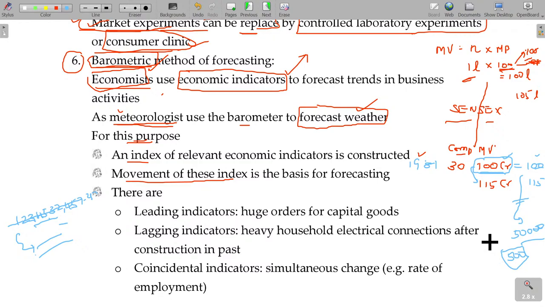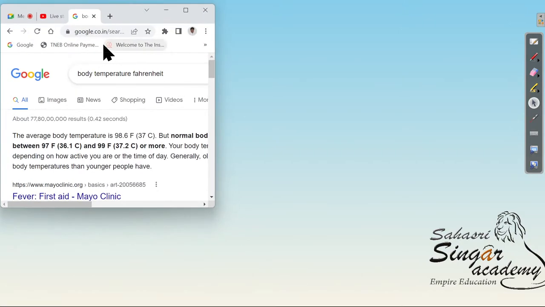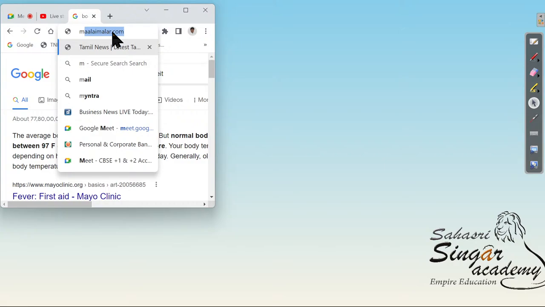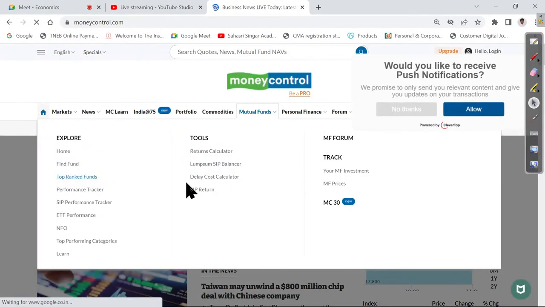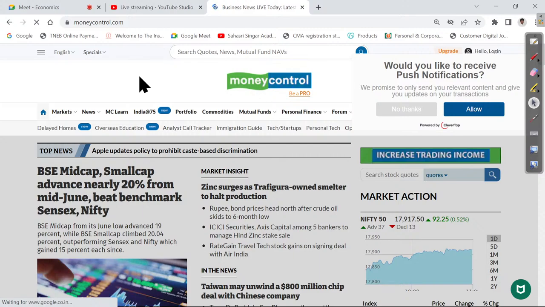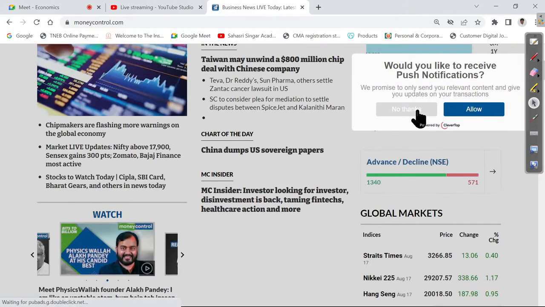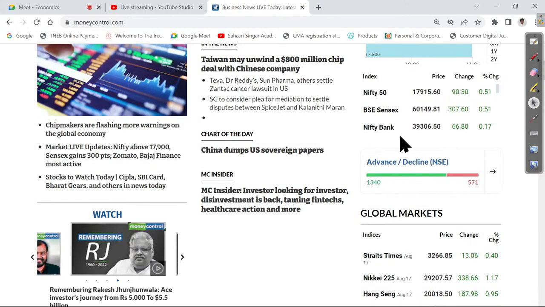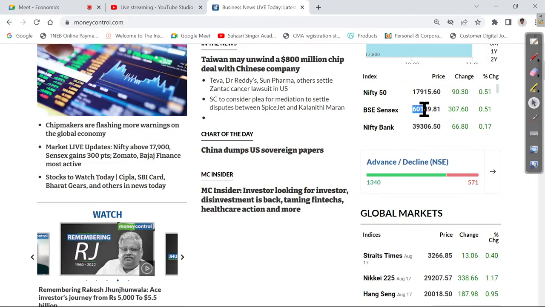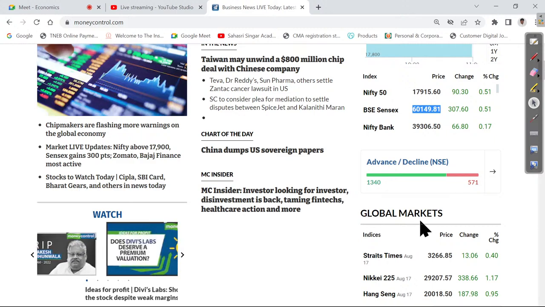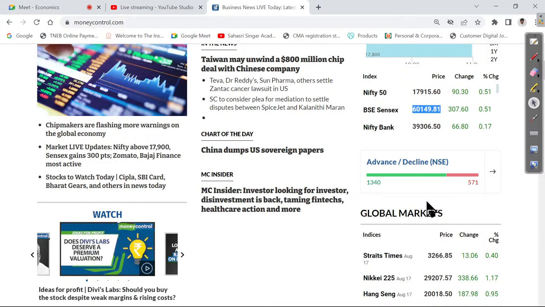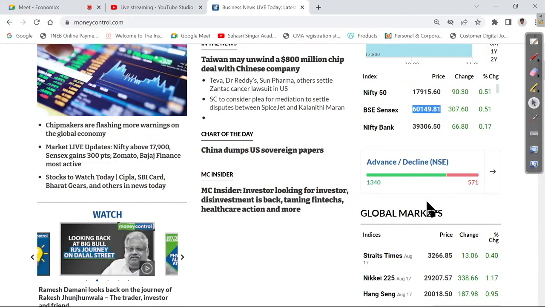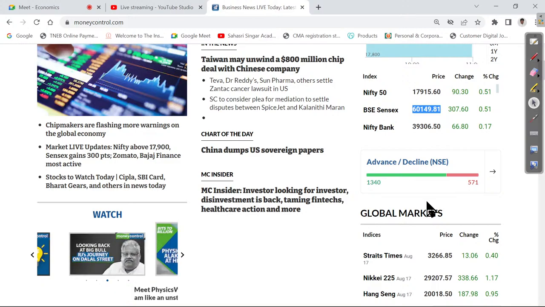So simple, right? This is called an index. This is what the market index is about. See, what's today's market value? 60,000 points. I told you 50, it's now 60. 100 rupees becomes 60,000 now, which means 600 times growth.